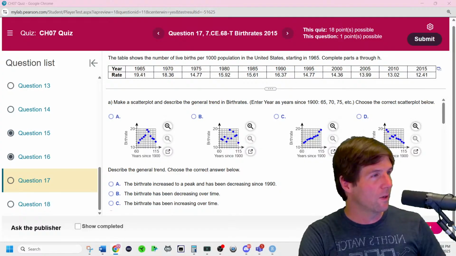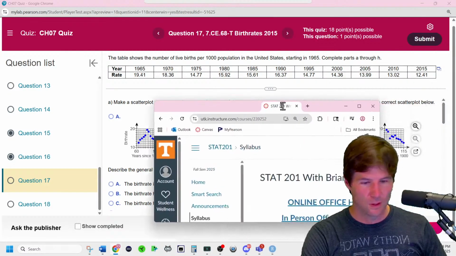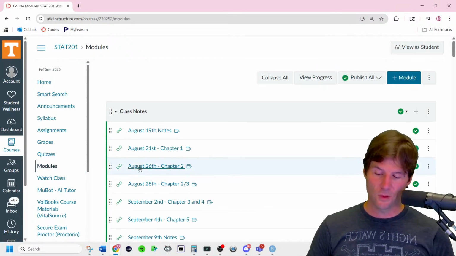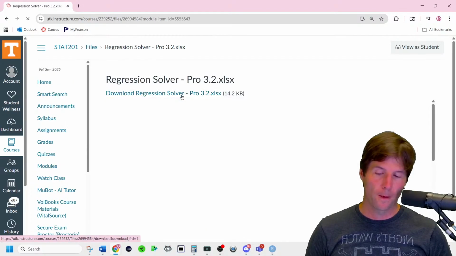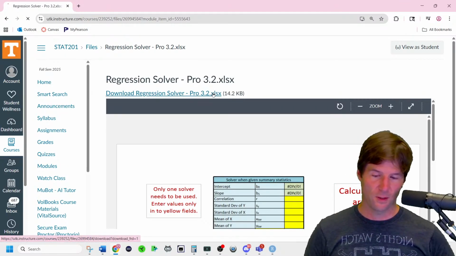This question right here is best done using the applet we've created. So let's go grab the applet, which can be found under the modules. You need to go over here to the modules, and under the modules, go down to chapter 7, and you will see the Regression Solver Pro. So go grab the Regression Solver Pro and download it right here like this. Once you download it, we're going to open it up, and then we're going to work with it. It's opening up in the background right here. Enable editing, and let's take a look.